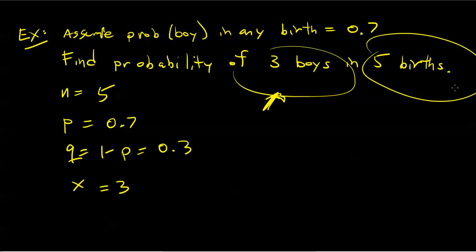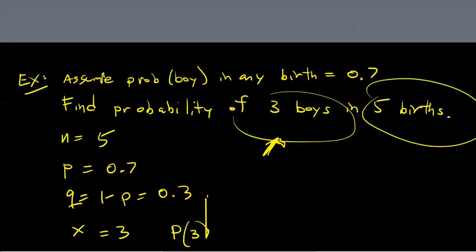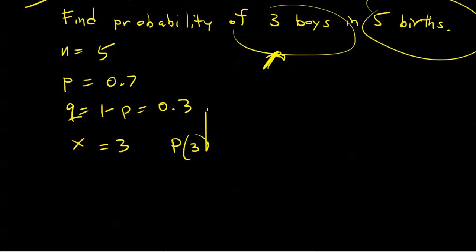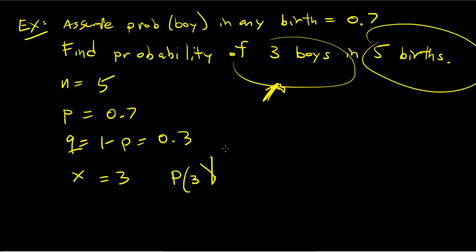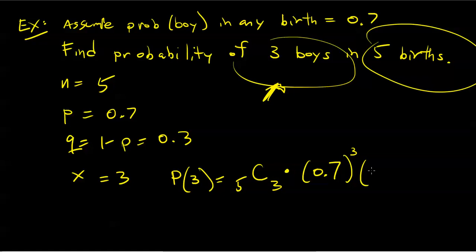So according to our binomial probability formula, the probability of 3 successes in 5 trials is going to be 5 choose 3, substituting 5 for n and 3 for x, times p to the x power times q to the n minus x power.